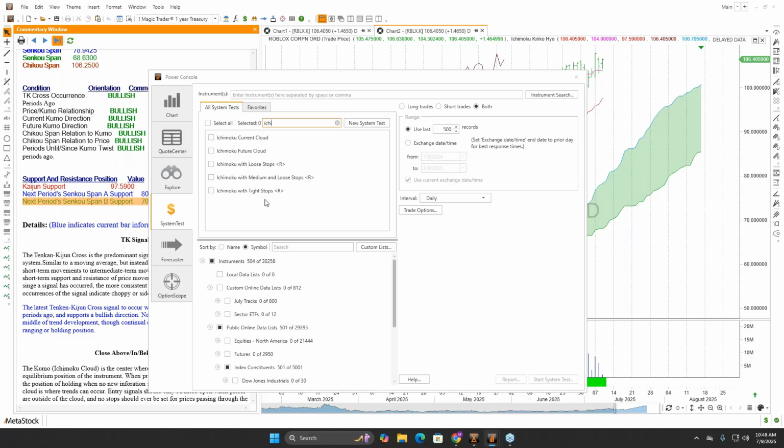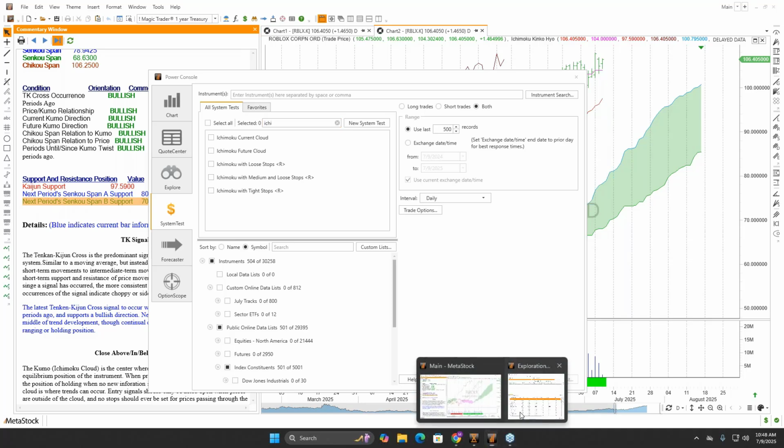But there is one tool I want to talk a little bit more about, and it is the tool that I use every day. I do think the system tester is awesome. This expert advisor is really cool. One of the tools that I rely on heavily is the ability to go through data and find opportunities in the marketplace. We call it explorations in MetaStock, but it's scanning.